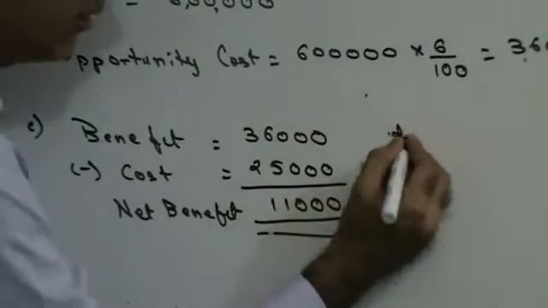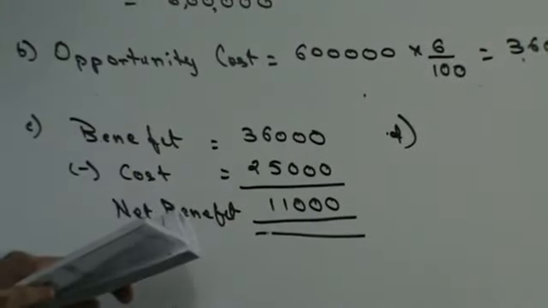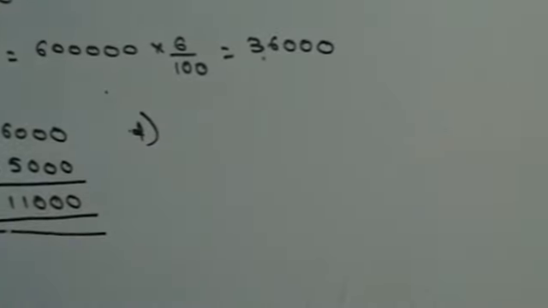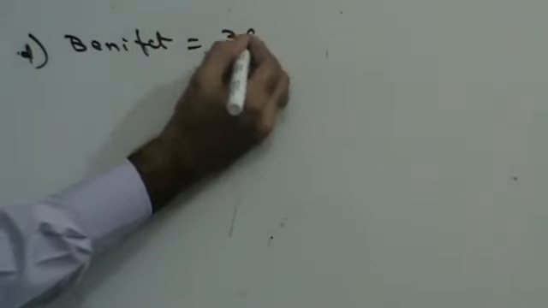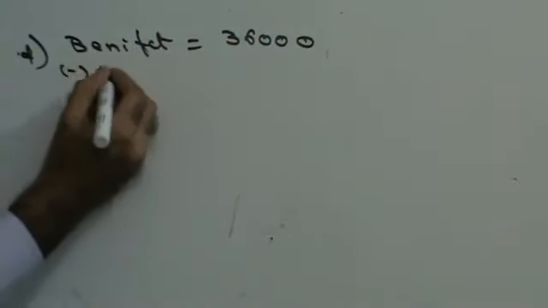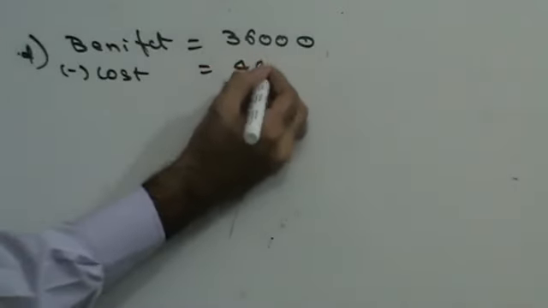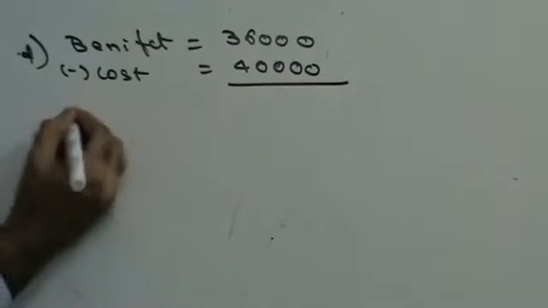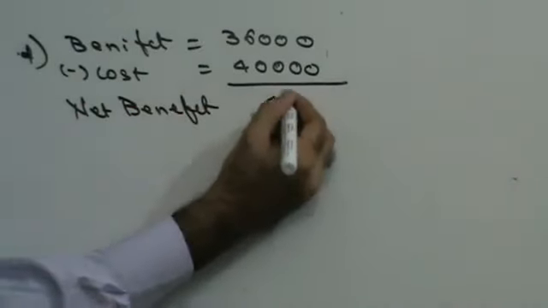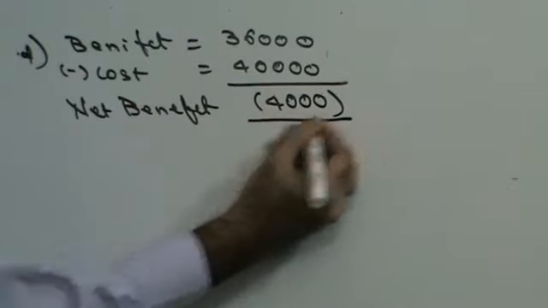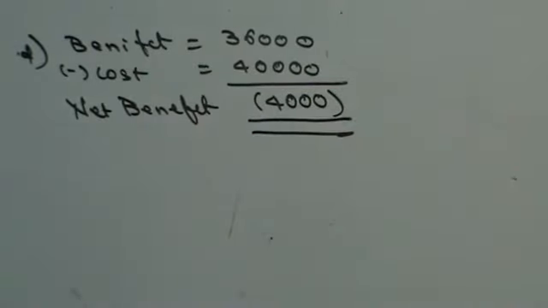Now the D part of the question. What would your answer be if the annual cost of establishing the lockbox system is 40,000? Benefit from the lockbox system is 36,000. Cost of establishing the lockbox system, they are saying, is 40,000. In which case my net benefit would be negative 4,000. Since my net benefit would be negative, I will not go in for the lockbox system. I will stick to my centralized location system.